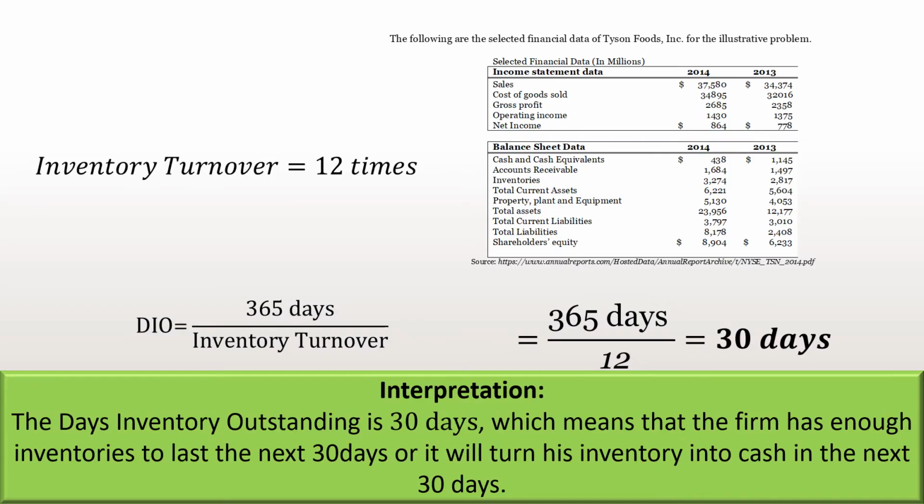So based sa nakuha nating value ng inventory turnover, which is 12 times, the next step para makuha natin yung days inventory outstanding ay kailangan lang nating i-divide yung 365 days by 12 times. So the value of days inventory outstanding is 30 days. It means that the firm has enough inventories to last the next 30 days, or it will turn its inventory into cash in the next 30 days.